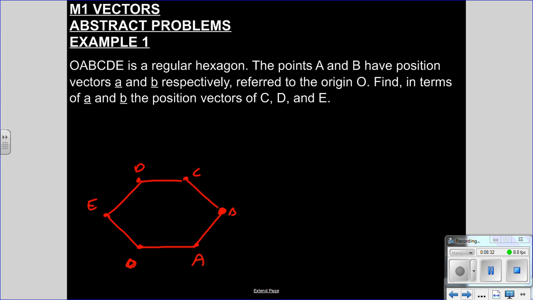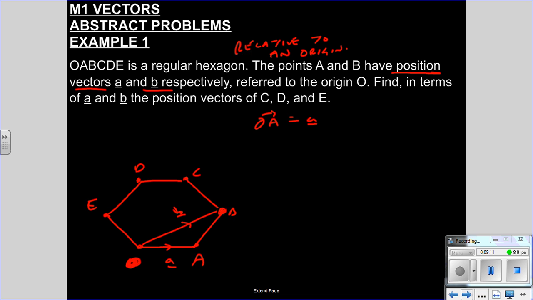Okay. The points A and B have position vectors A and B. So A, and remember position vector. As soon as you hear the word position vector, that means relative to an origin. Okay? So this is our origin O. O is always the origin. So it's saying O to A is described as A, right? But then it's saying that vector B is referred to the origin as well. So B is not A to B, it's O to B, okay? Because it's a position vector. And this is very important that you understand what a position vector means. As soon as you hear that word, it means relative to an origin. So O to B is described as B.